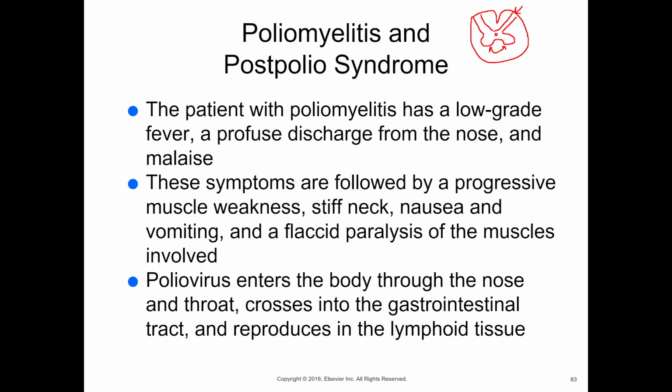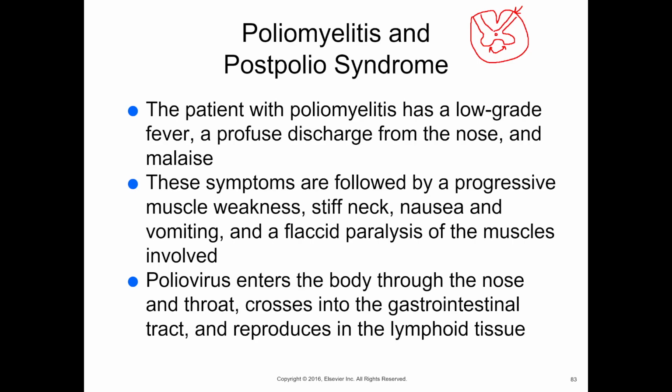What you get, though, is progressive muscle weakness. You get your nuchal rigidity, nausea, vomiting, and you end up with what's called flaccid paralysis, meaning the muscle will not contract because there's no nerve impulse to it, as opposed to something called a rigid paralysis, where the muscle is fully contracted and won't uncontract, almost like a tetanus.